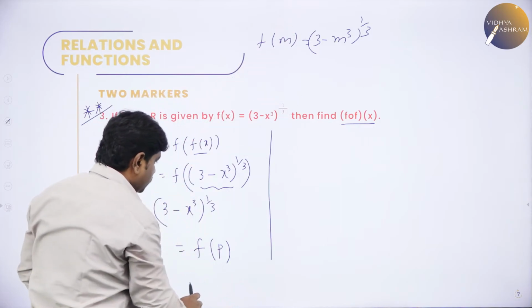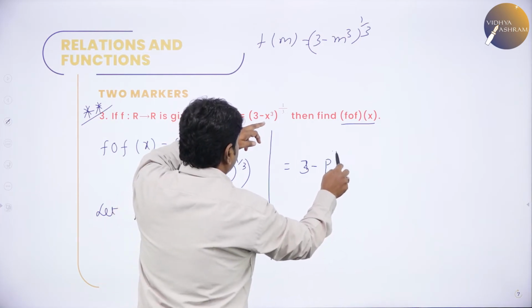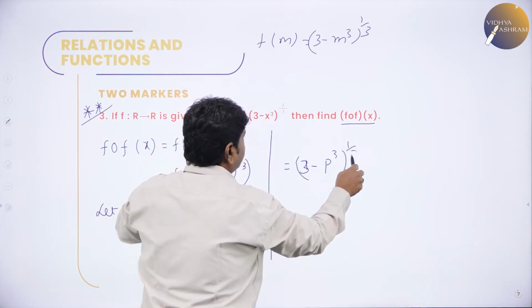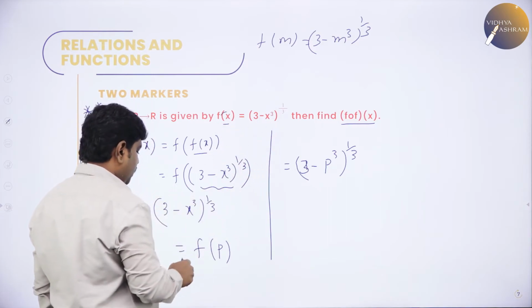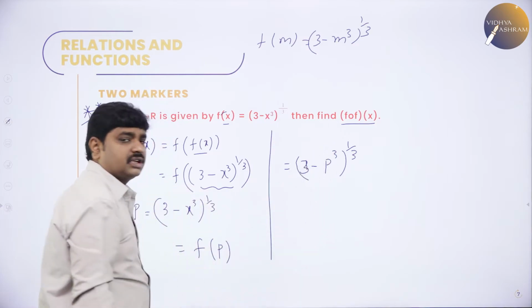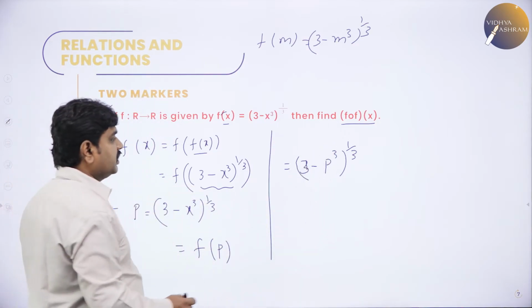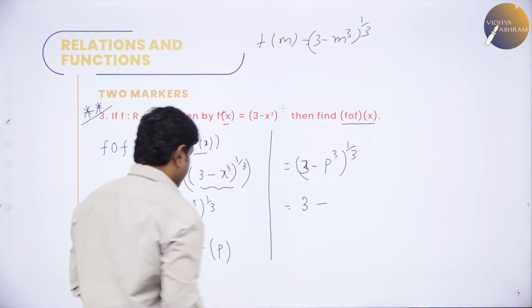So, f of p is what? (3 minus p power 3) whole power 1 by 3. Simple. In the place of x, I am putting p on both the sides. In the place of x, I put p, f of p. So here, in the place of x, put p, cube power 1 by 3. Any doubts? Further, resubstitute the value of p. So, 3 minus, what is p?